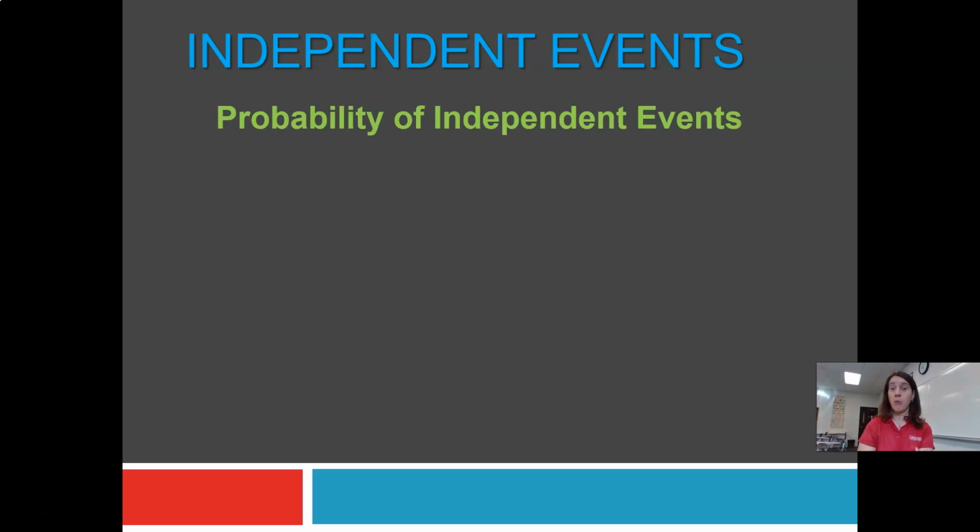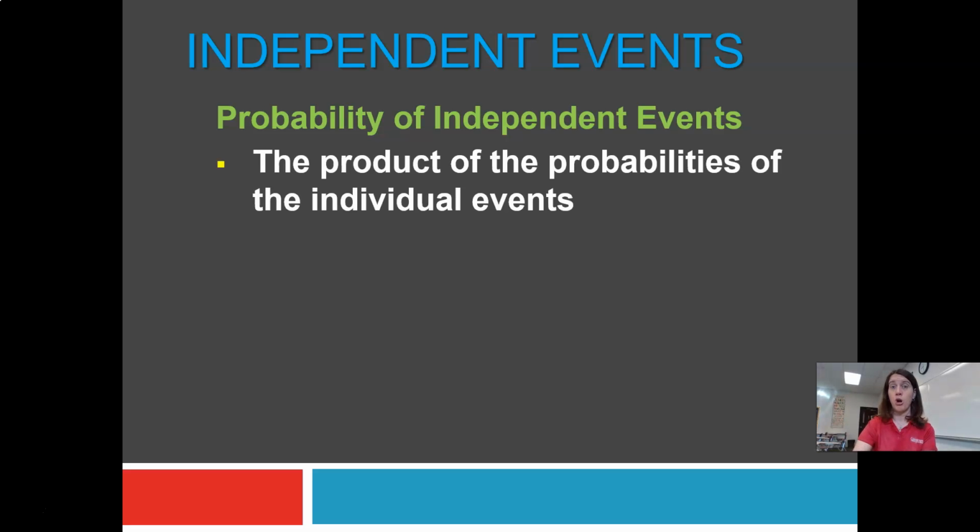How do we properly find the probability of independent events? Well, there's multiple things happening in our question, so you're going to do the product. You're going to do a multiplication question. So maybe just jot down the second line there.